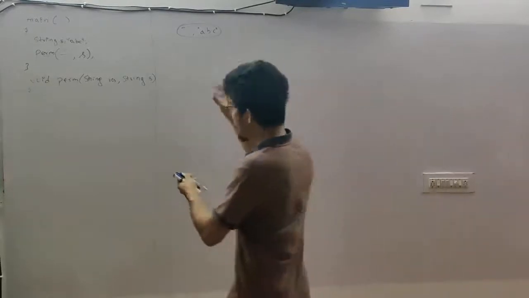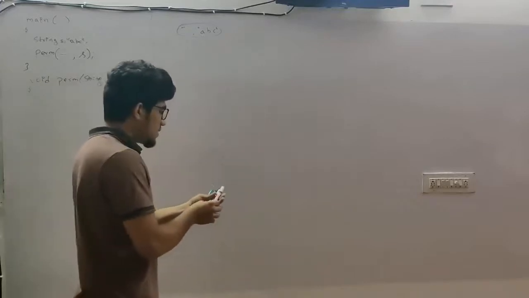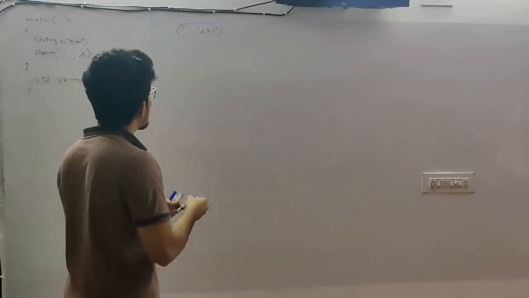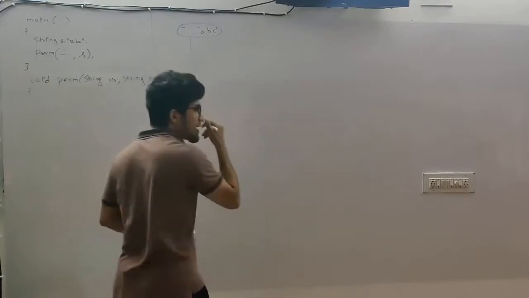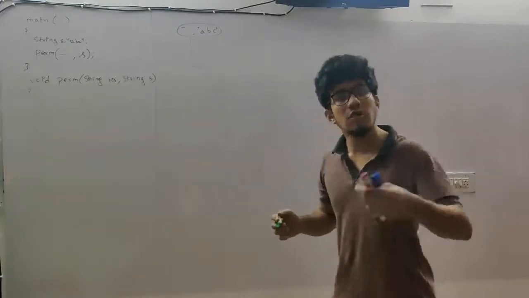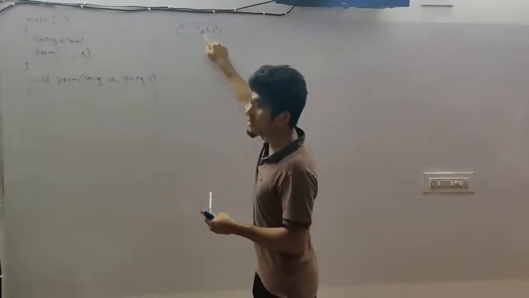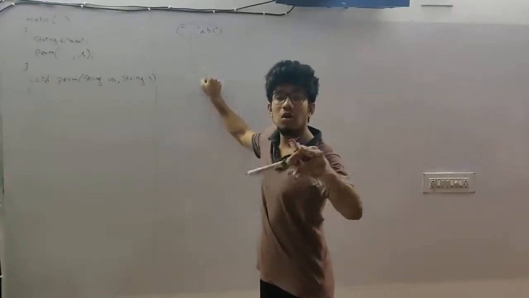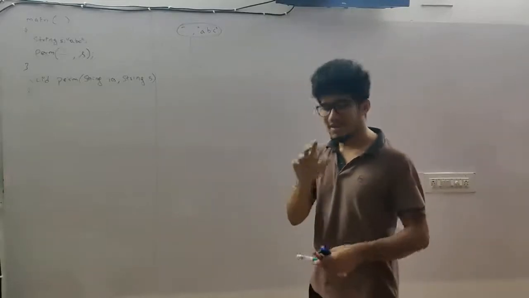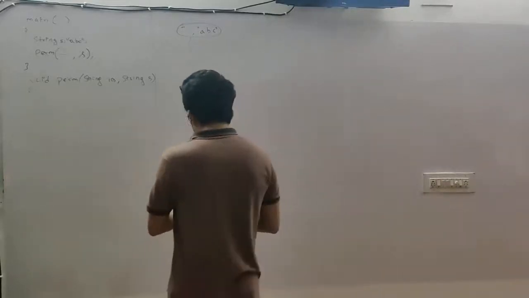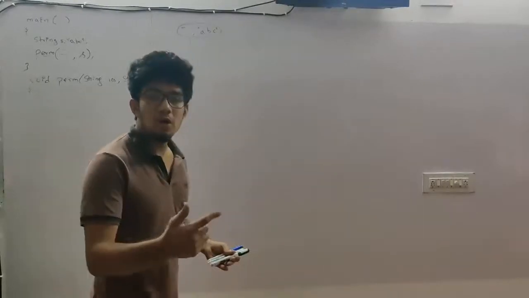So whenever this method is called, what do we have to do? Whenever this method is called, now you have to do something. You have to call one more method. What you have to call is like this: you have to write a for loop.